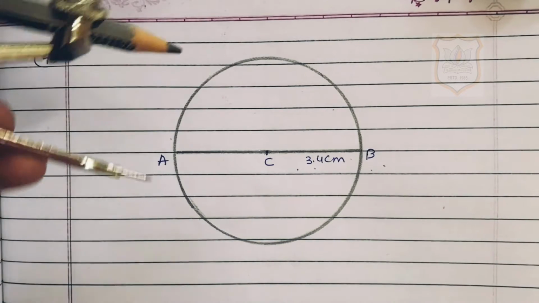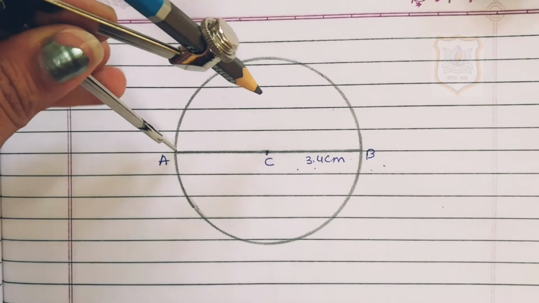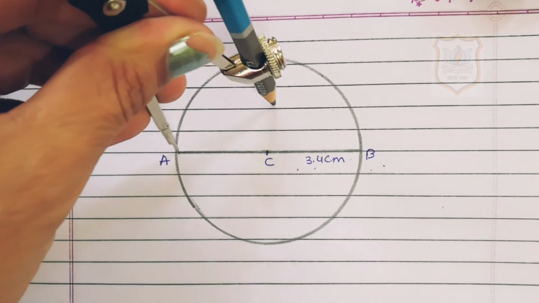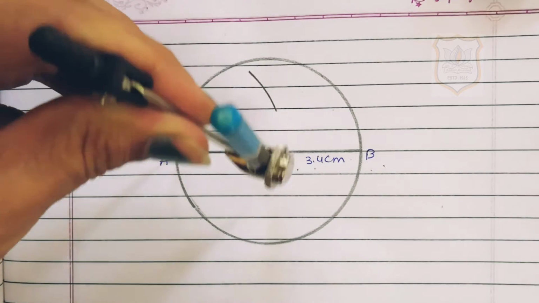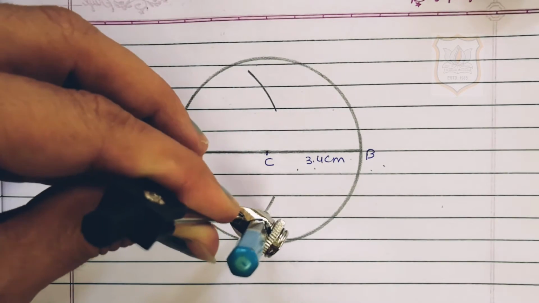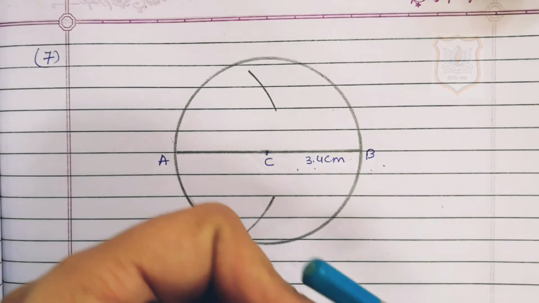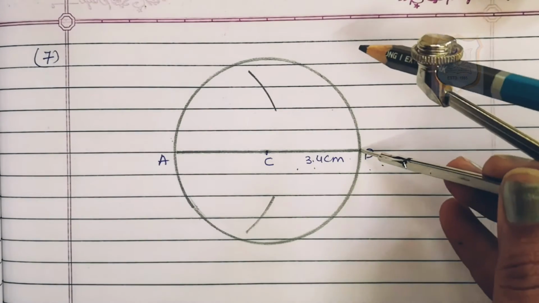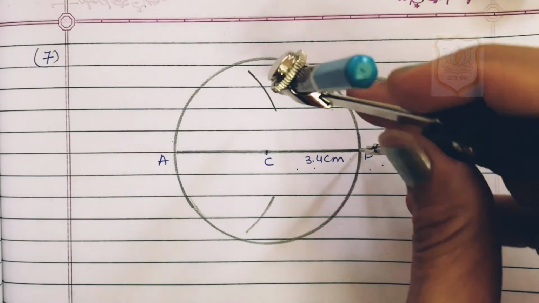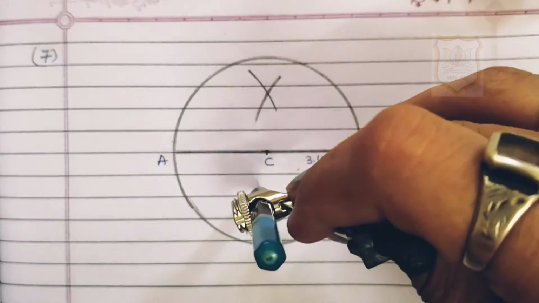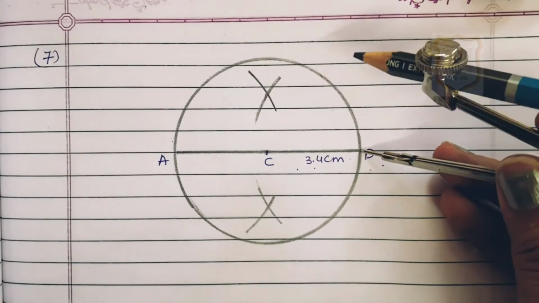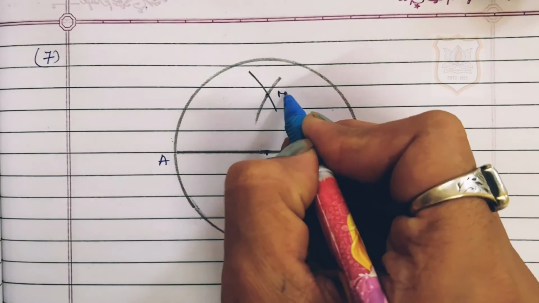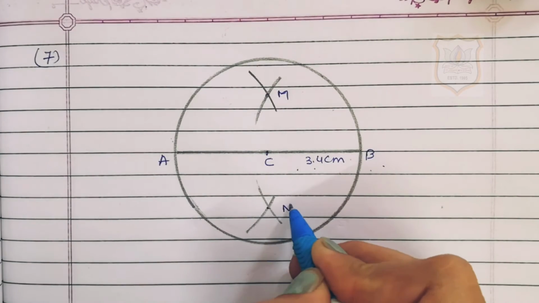Now with the center A and radius more than half of the length of line segment AB, we have to draw two arcs, one on each side of AB. Now with the center B and the same radius, we have to draw two more arcs which will cut the previous arc, and we will name these points as M and N.